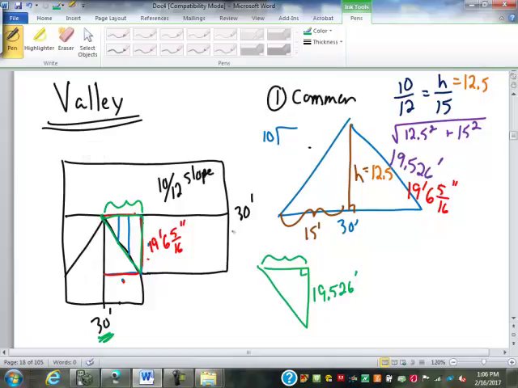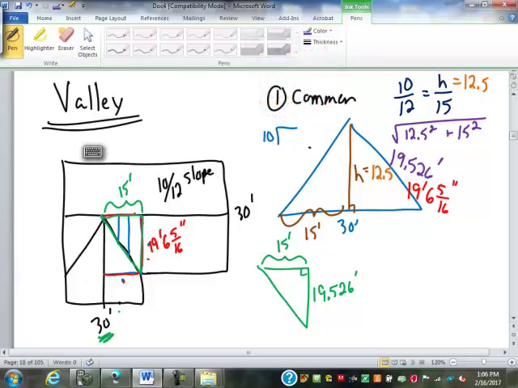Half the 30, right? 15 feet. Because that does just go flat. Remember, the ridge is going to go flat there. The ridge doesn't slope. Right? This is 15 feet.